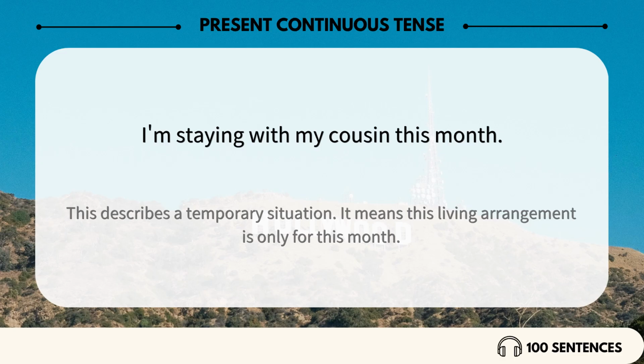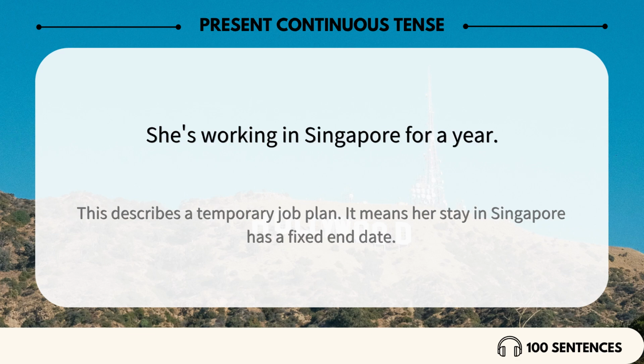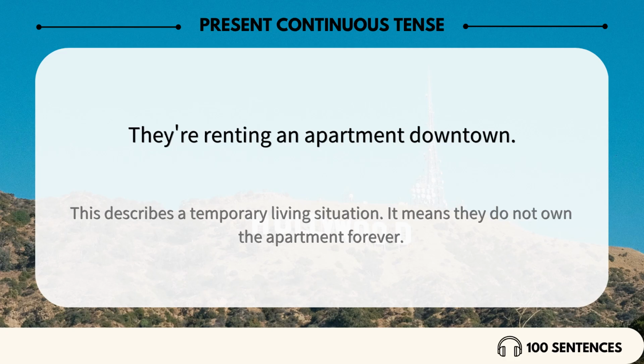I'm staying with my cousin this month. This describes a temporary situation. It means this living arrangement is only for this month. She's working in Singapore for a year. This describes a temporary job plan. It means her stay in Singapore has a fixed end date. They're renting an apartment downtown. This describes a temporary living situation. It means they do not own the apartment forever.